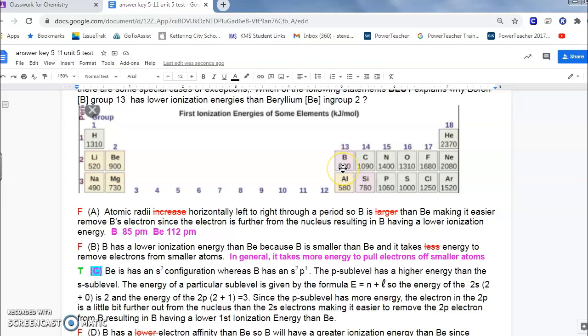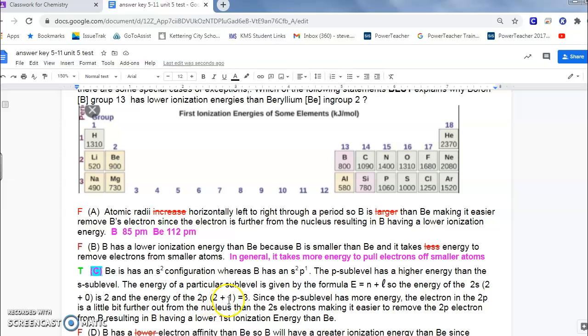That electron in the 2p1 has higher energy. So it's out there further from the nucleus, meaning it's not going to be held as tightly. The 2p1 has higher energy. That electron's further from the nucleus. It's easier to strip.